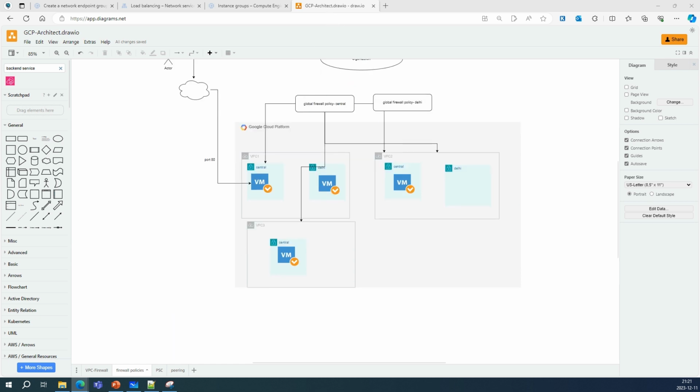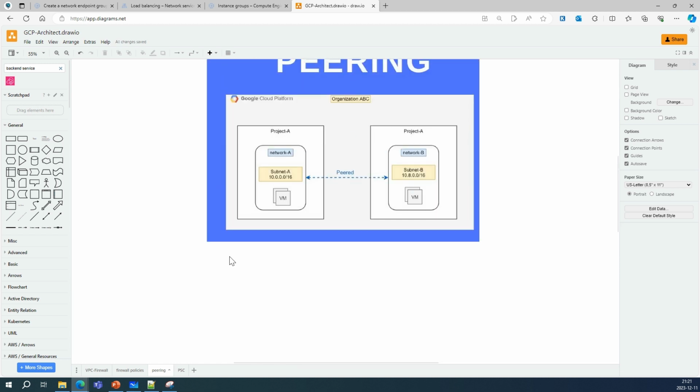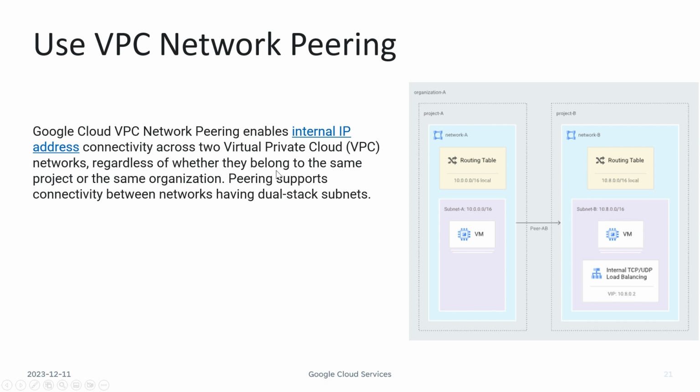So let me just go ahead with the peering, right? So what is peering? Let me show my slide. VPC network peering. Google Cloud VPC network peering enables your two networks, across the project or within the project, to connect with each other, regardless of whether they belong to the same project or the same organization. Peering supports connectivity between networks having dual stack subnets.